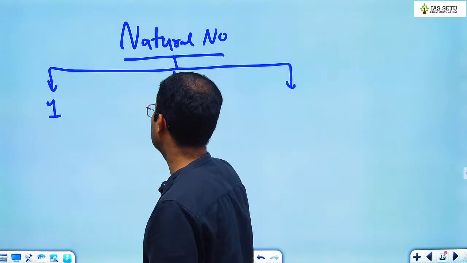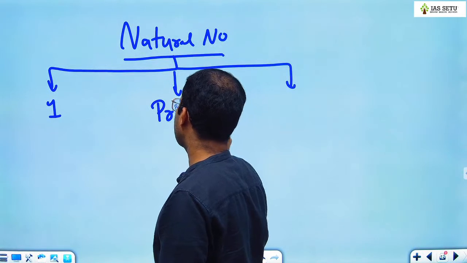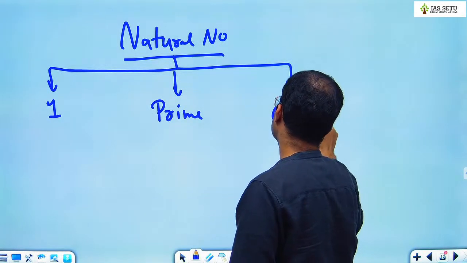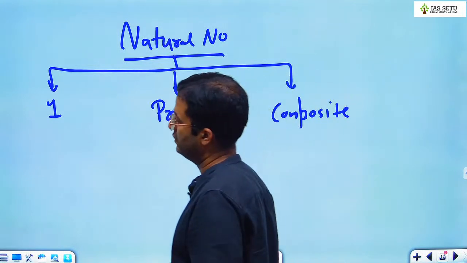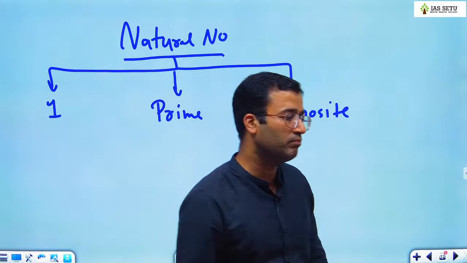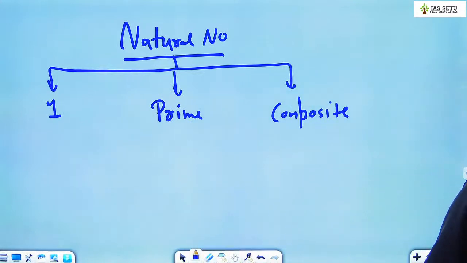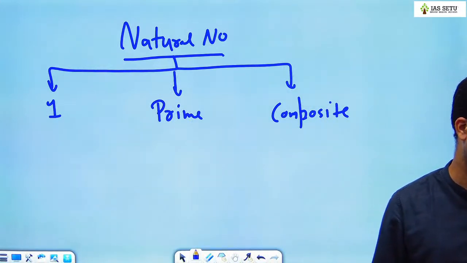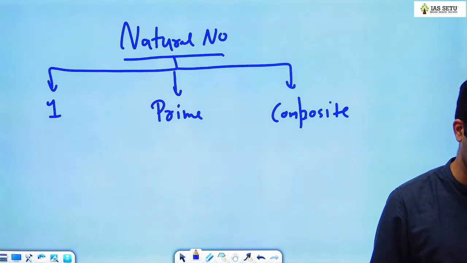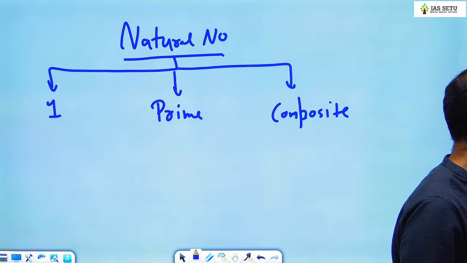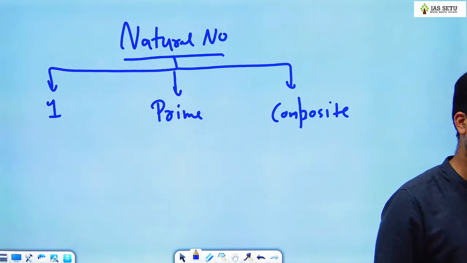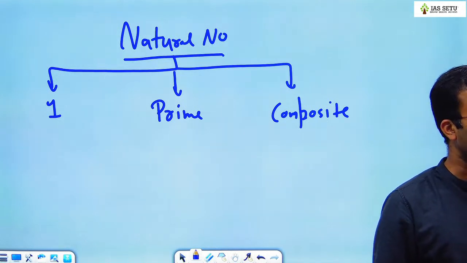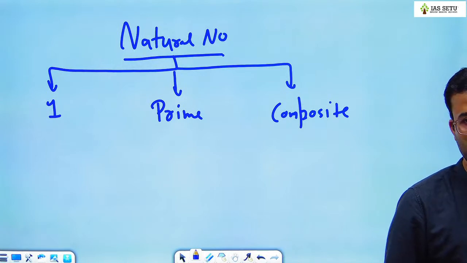One, prime number, composite number. One, prime number, second one is prime number, third one is composite number. So you can say prime number is a subset of natural number. Okay, who asked me like what is the difference in prime number and natural number? Prime number is a subset of natural number.